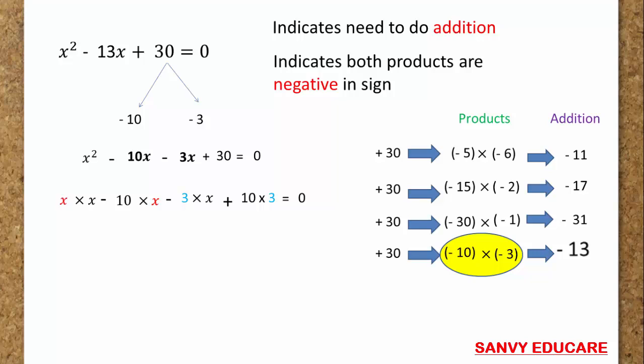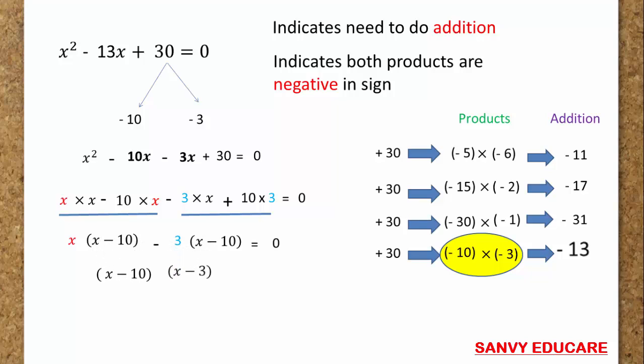Now let's find the common factors between the first two terms and the last two terms. Here x is common to both terms, so x is common and x minus 10 is left with us. Negative 3 is common in the next two terms, so we write negative 3, and x minus 10 is equal to 0. So x minus 10 is common for both, so we write it once, and x minus 3 we write in the bracket, equal to 0.